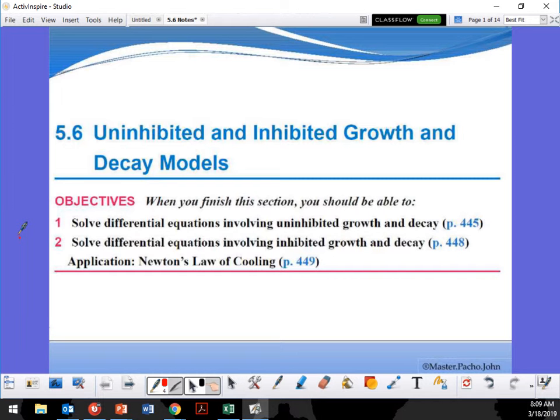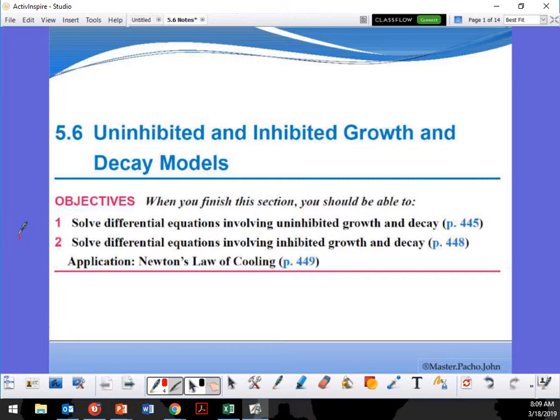Anyway. Okay, uninhibited and inhibited growth and decay. So now, think about it like this. So growth, what does that do? Okay, so the population would do what? Increase. Decay, population will? Decrease. Thank you.